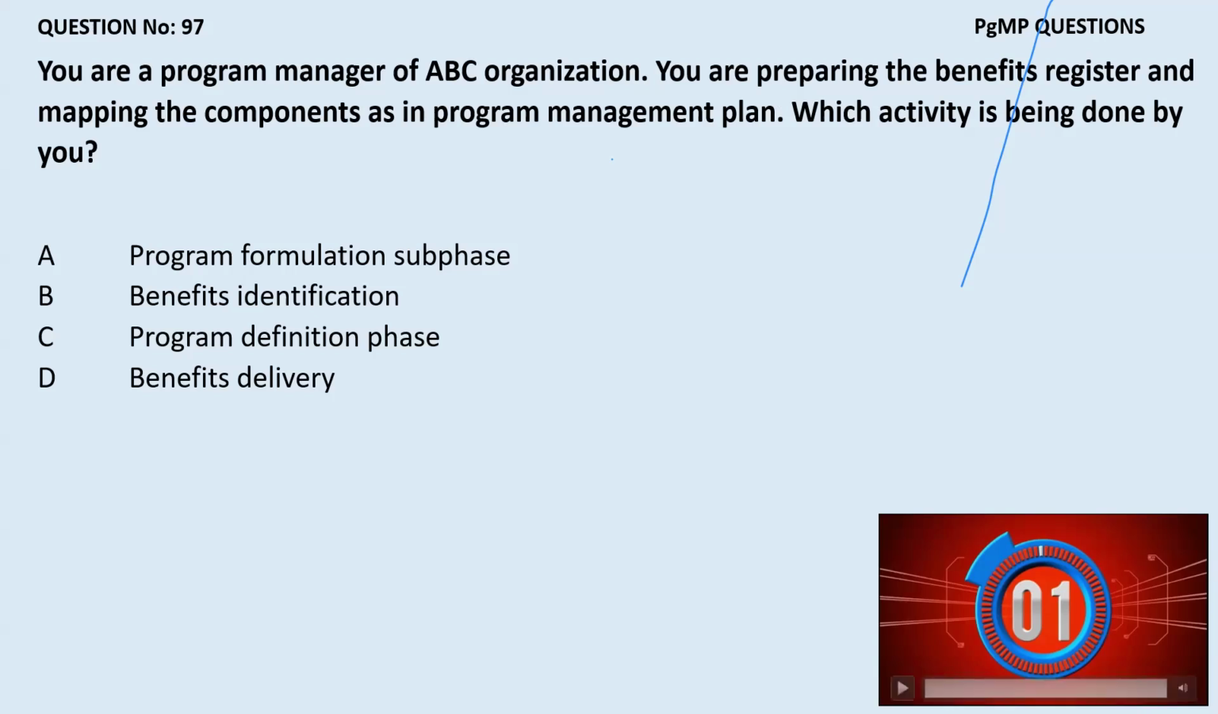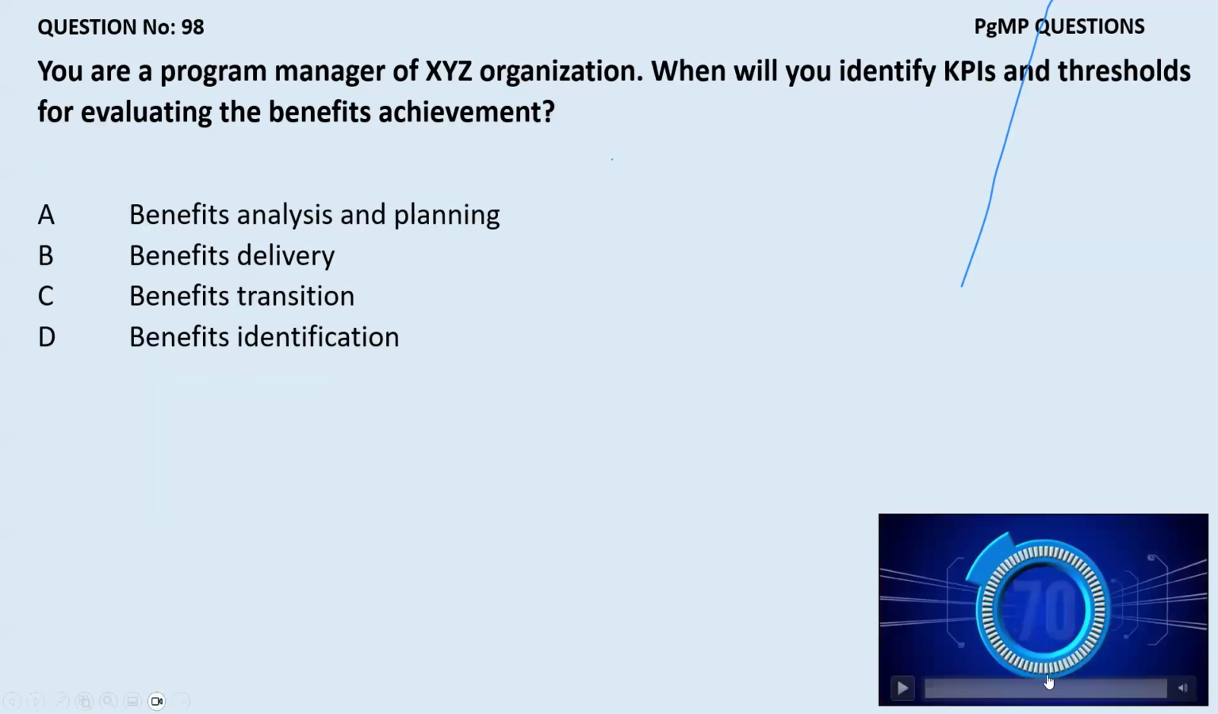Okay. 98. The key point for everybody is to keep the concepts of the booklet and the flow in your mind. Once the flow of information is in your mind, and you're able to differentiate between when, what activity, which, how, what document, questions will become very easy.